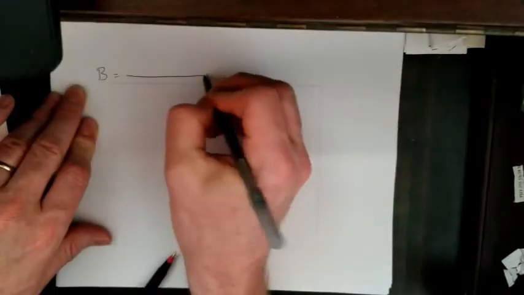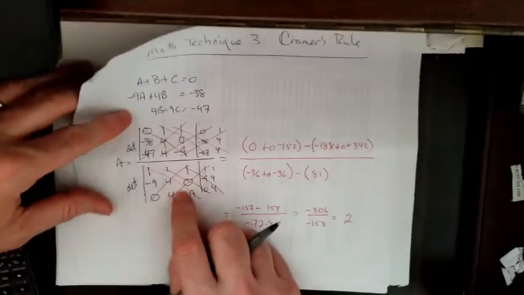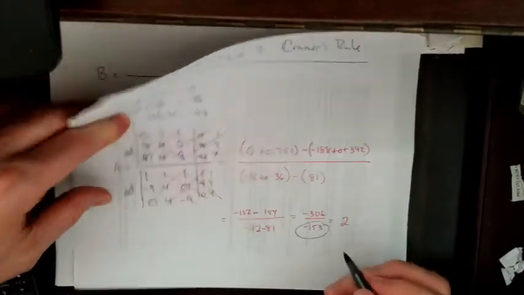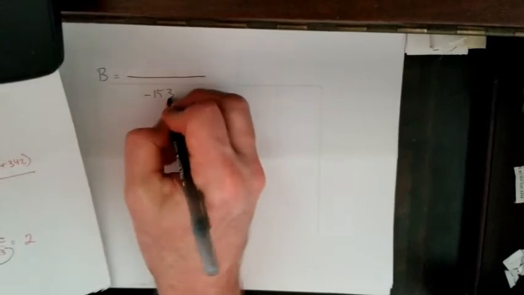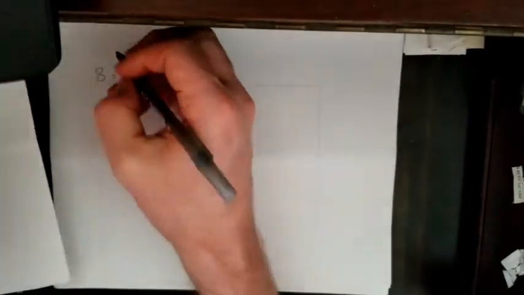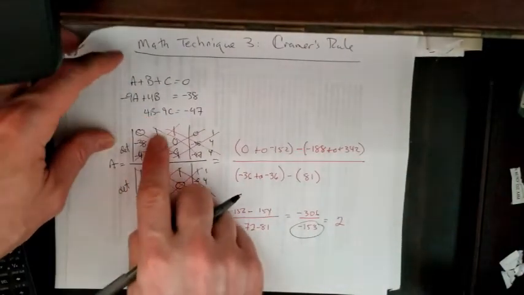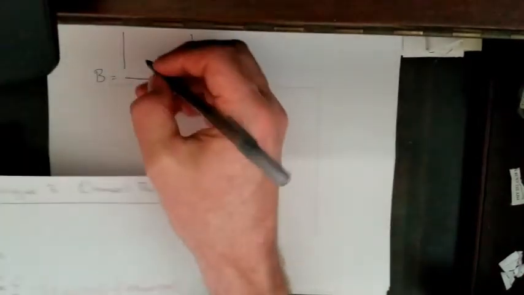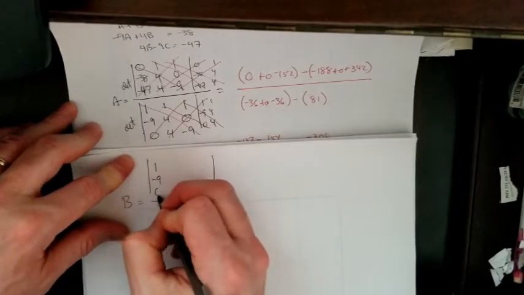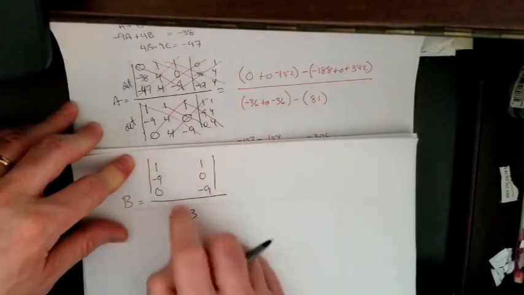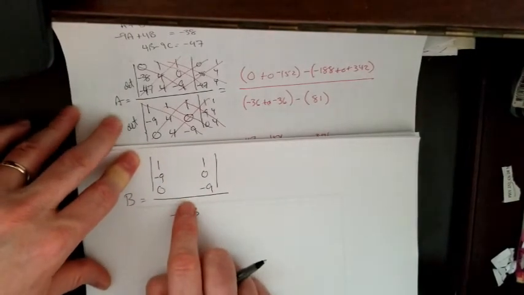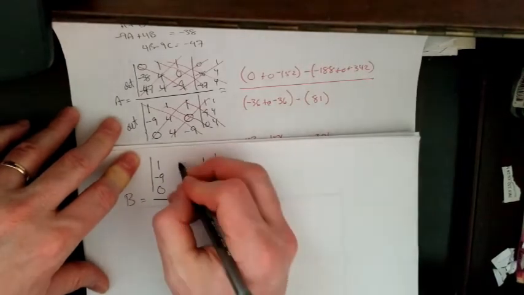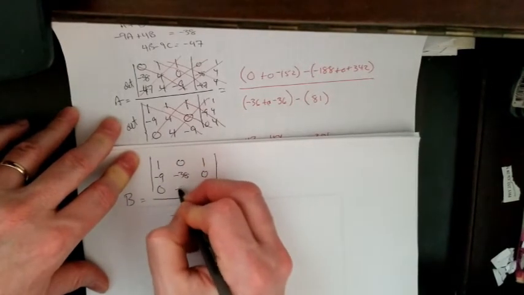Now to solve for B, let's set that up. The nice thing about Cramer's rule is that the denominator is the same for all three of them, and we already solved the denominator, negative 153, so easily done. Since B is the second variable, I'm going to replace the second column here. The first and third column stay the same as the denominator. So I have 1, negative 9, 0, and 1, 0, negative 9. And then my middle column is the one that gets replaced because I'm solving for the second variable. And so this becomes 0, negative 38, negative 47.